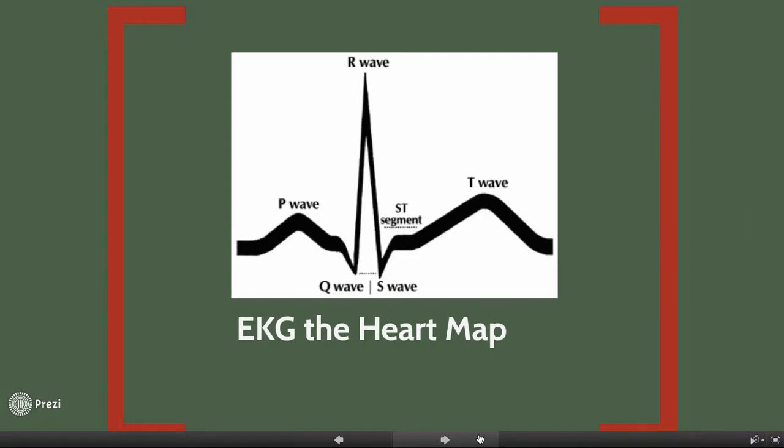EKG is like a map of the heart. Each EKG cycle consists of 5 waves. Those waves are labeled P, Q, R, S, T. The P wave represents the normal atrial depolarization. The QRS complex, one single heartbeat, corresponds to the depolarization of the right and left ventricles. The T wave represents the repolarization or recovery of the ventricles.